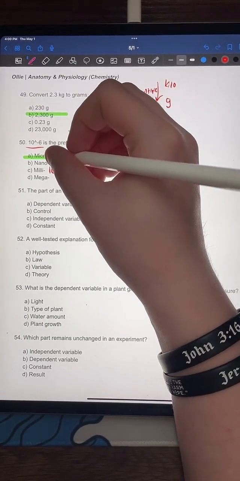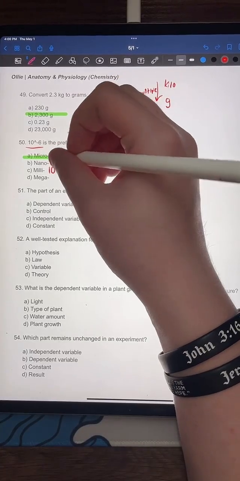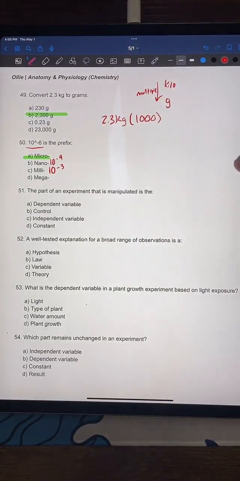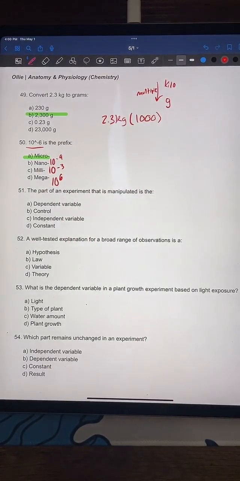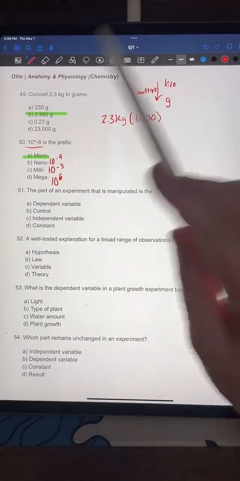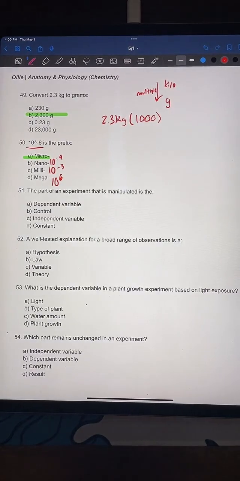Nano is 10 to the negative ninth, and mega is 10 to the positive sixth. There are some conversion charts online that I definitely recommend you look up. Just memorize those, practice going through them, practice some of the questions like these, just converting between each one.